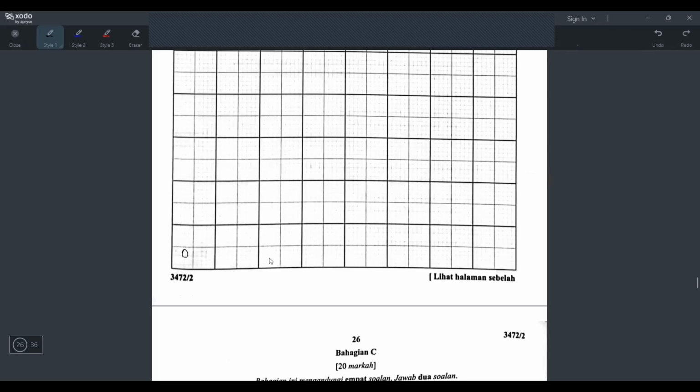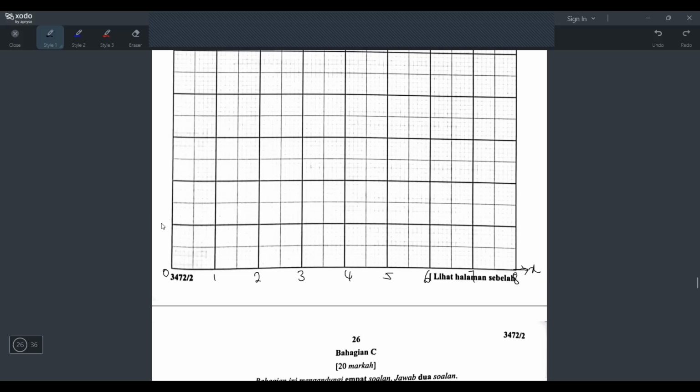0, 1, 2, 3, 4, 5. Not enough also. So I think I have to start at the corner here. Okay, it's okay. Just start at the corner. It's fine. 1, 2, 3, 4, 5, 6, 7, 8. And then this will be your x-axis. So this one you have to write x.